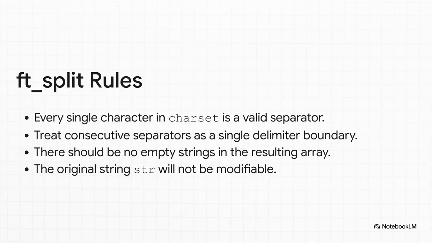To get that perfect grade, you've got to test your edge cases before submitting. Every single character in the char set string is a distinct separator. If your original string has consecutive separators, like 3 commas in a row, you treat them as a single boundary, just skipping right over all of them. The instructions explicitly state there should be absolutely no empty strings in your resulting array. If the string starts with delimiters or ends with delimiters, just skip them until you hit a real word character or the end of the string. Test these edge cases extensively because they are the #1 cause of segmentation faults during grading.